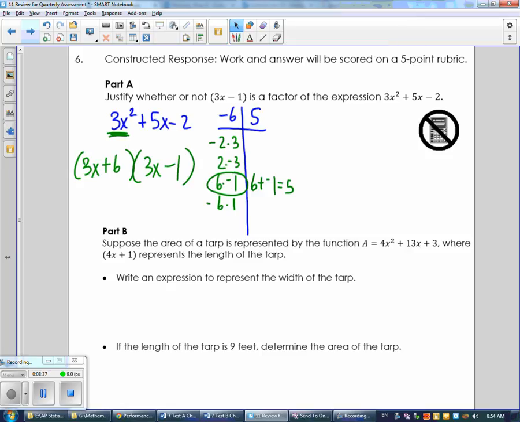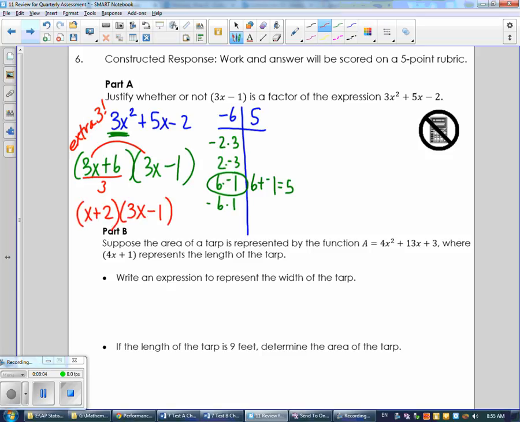I do have a problem when I do it this way, because if I think about what would happen if I FOILed it back out, 3x times 3x gives me 9x squared, which means I have an extra 3. So to compensate for that extra 3, I need to divide out a 3 from one of the terms, and it needs to be able to come out of both numbers. So if I take that first expression and divide both terms by 3, I'm left with x plus 2 and 3x minus 1. And so this would be equivalent to the expression that I started with. And since I can see that 3x minus 1 is within that expression, I know that 3x minus 1 is a factor.